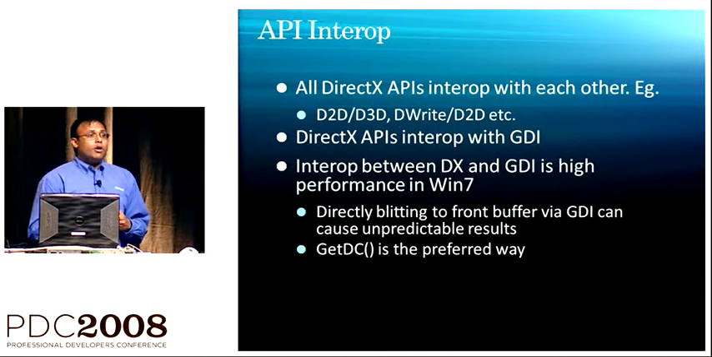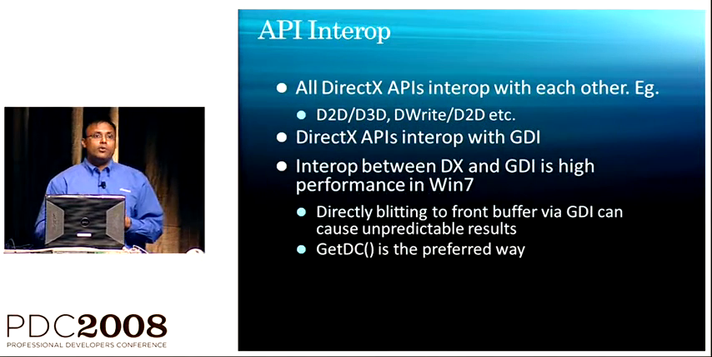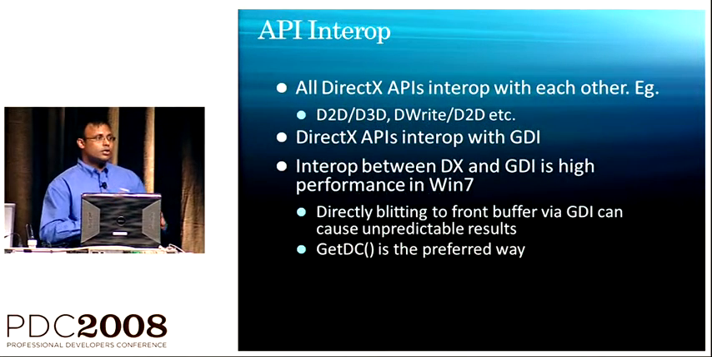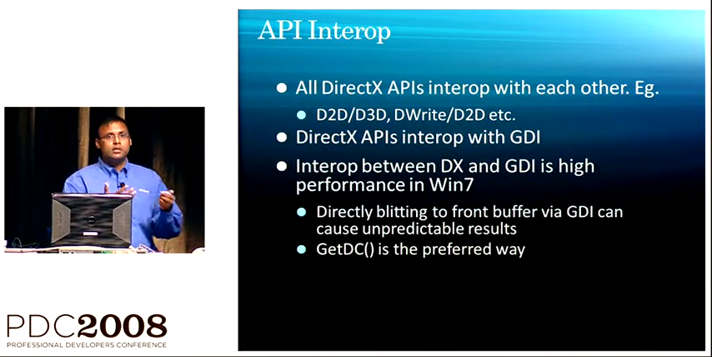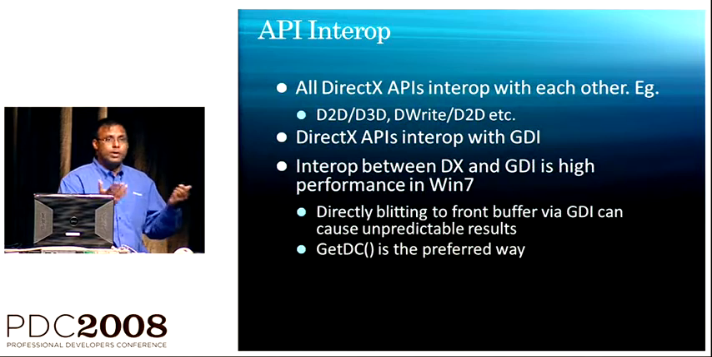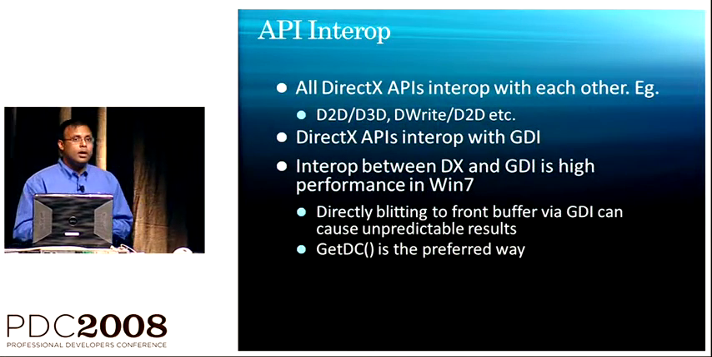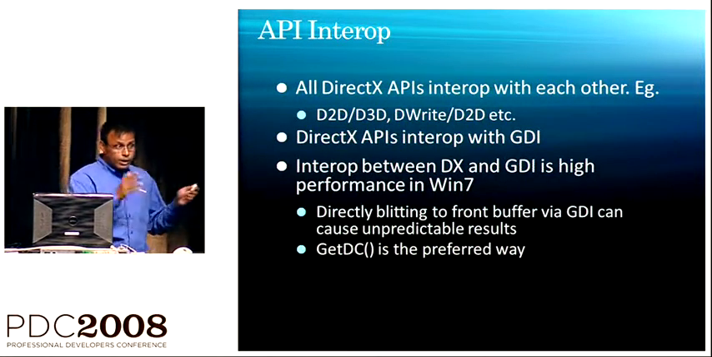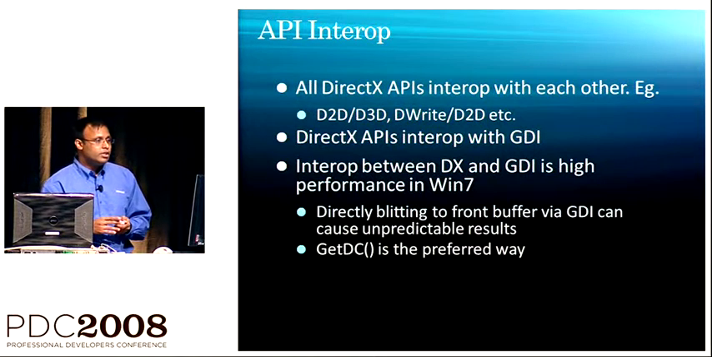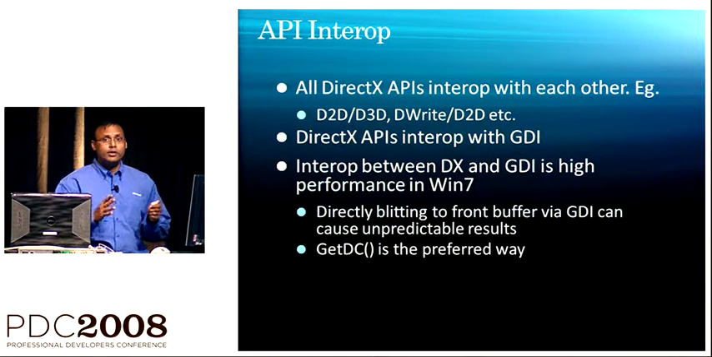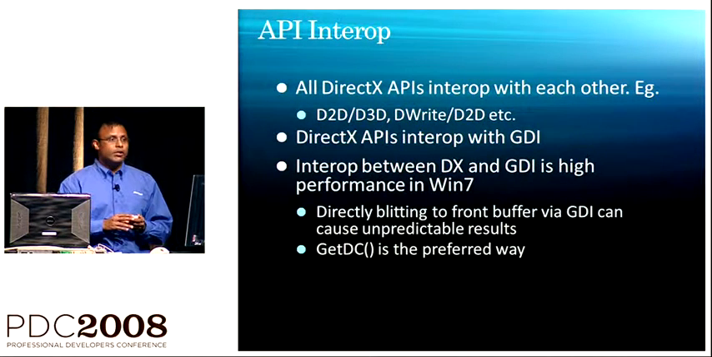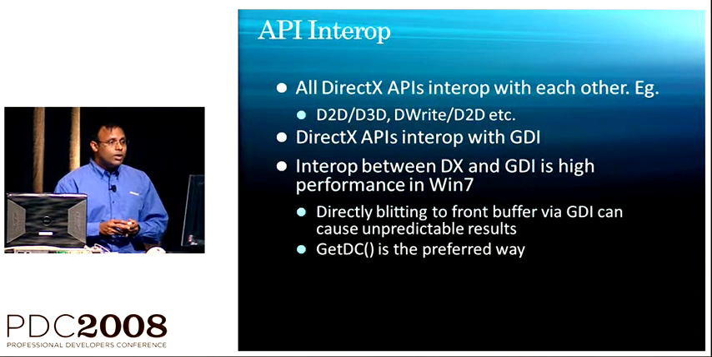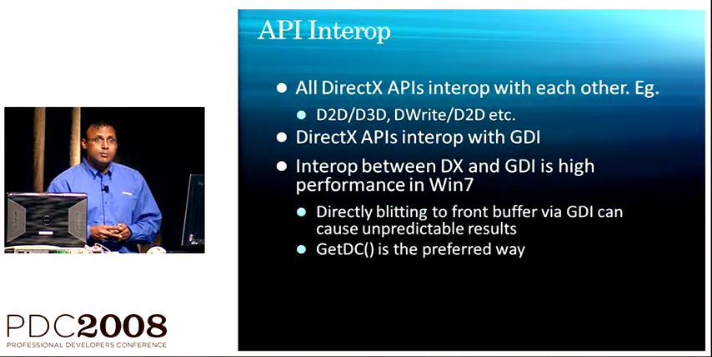I mentioned API interop, and this is really important if you have a huge investment in existing code. Of course, the philosophy of DirectX is these Lego blocks that you compose together. So API interop has to be an important aspect for it. All DirectX APIs interop with each other: Direct2D and Direct3D, various versions of Direct3D, and of course DirectWrite with any of these APIs. Even more interesting is that the DirectX APIs interop with GDI itself.